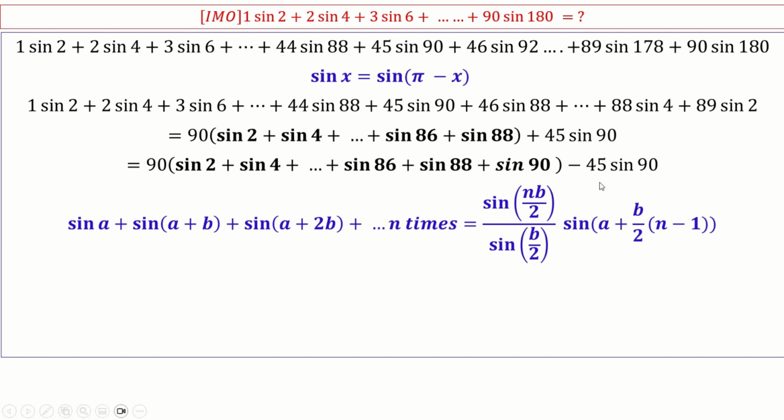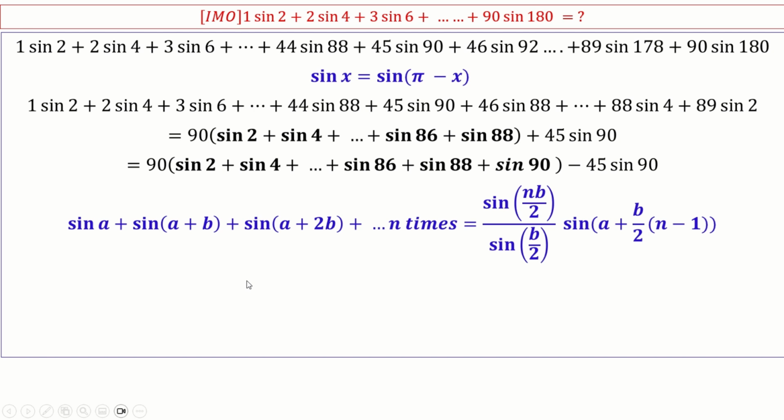I will also show how to get this formula, how to basically sum all of this, how you will get this formula. That also I will do next. So as of now, you can remember this.